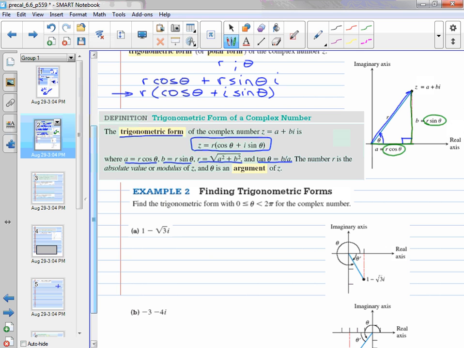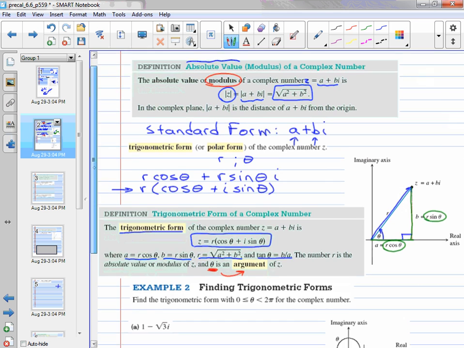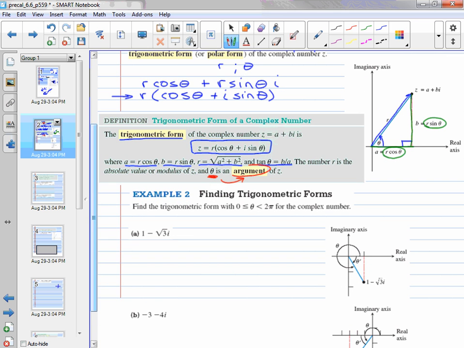And remember, r is called the absolute value of the complex number, or it's called the modulus of the complex number. And the angle is called the argument. So the direction angle is the argument of a complex number. So when we're talking about complex numbers, we have something called the modulus, which is the absolute value, the distance from the origin, and we have something called the argument, which is the angle. So r is really the modulus, and theta is the argument.